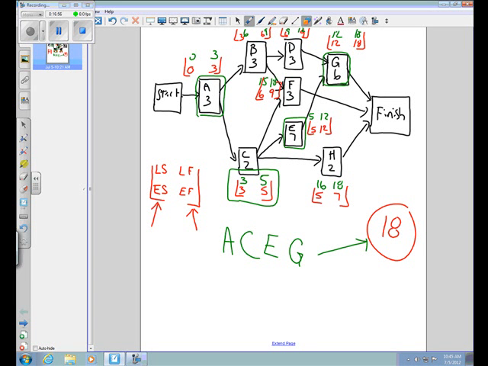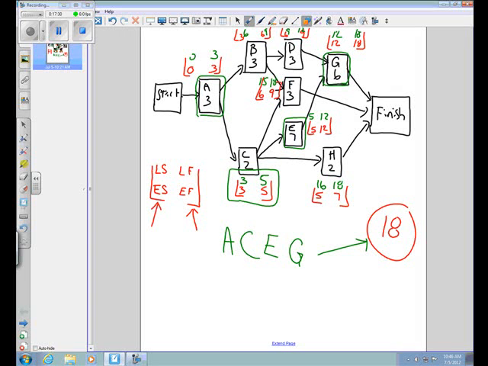And we could have started by looking at every single path, and then we add up the duration of the activities on each of those paths, and we would find that ACEG is the longest path. Again, ACEG is 3 plus 2 plus 7 plus 6, and that's 18. Now, any other path is going to be shorter than that, so just go with ABDG because it's easy to look at real quick. 3 plus 3 plus 3 plus 6 is 15, not the critical path. There's a longer path. Okay?